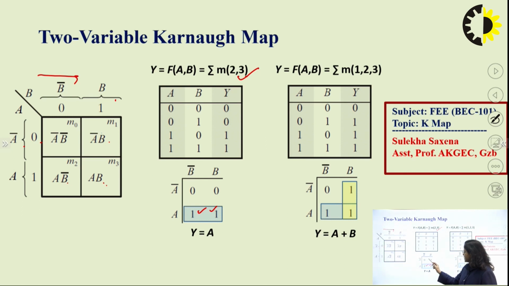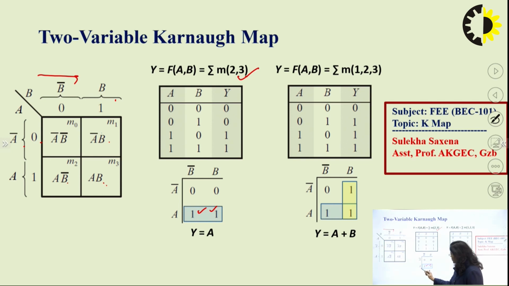As we can see that there are only 2 ones, so there is no possibility of quad or octet. So we search for pair. Pairs are formed either vertically or horizontally. We will not form any group in diagonal fashion. So, there is a horizontal group, that is a pair.